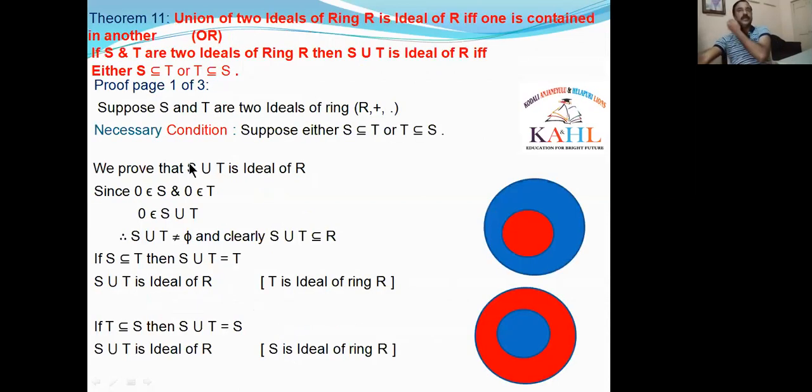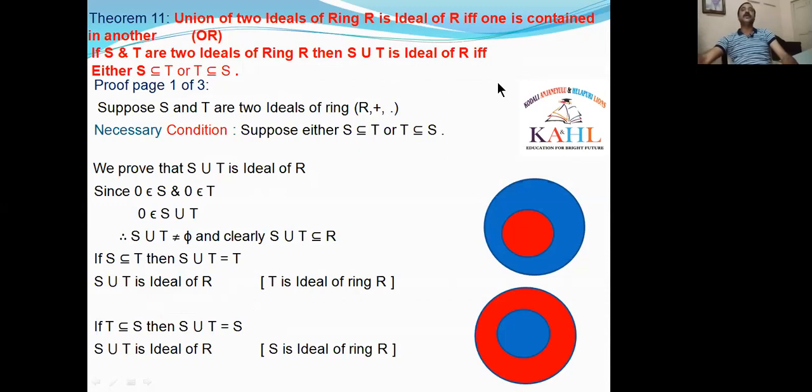Next, we go to theorem number 11. The union of two ideals of ring R is an ideal of R if and only if one is contained in the other. Or directly, it can be stated as: if S and T are two ideals of ring R, then S union T is an ideal of R if and only if either S is contained in T or T is contained in S.